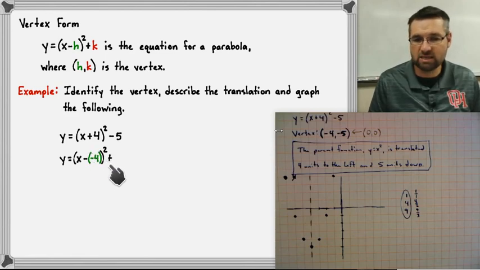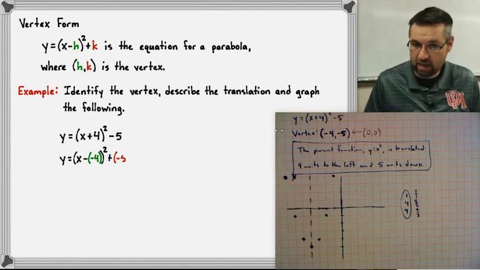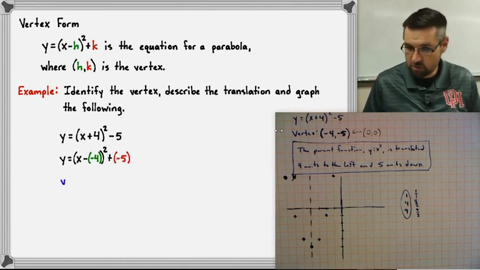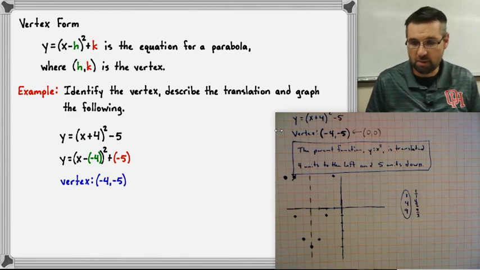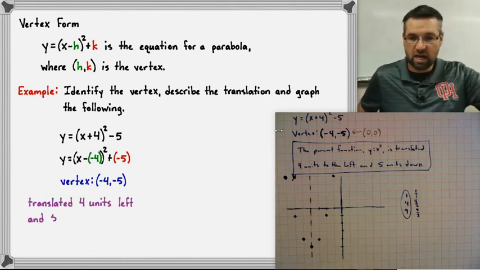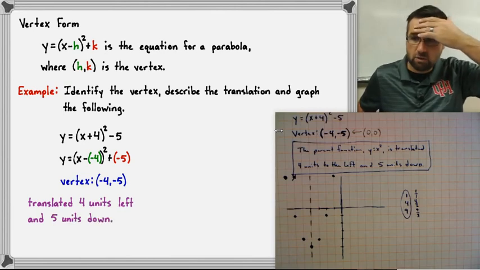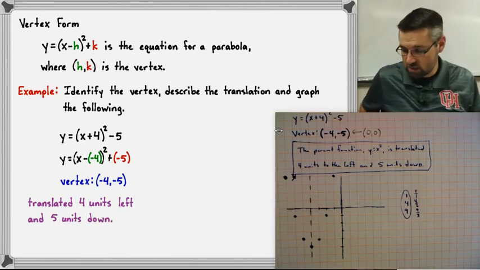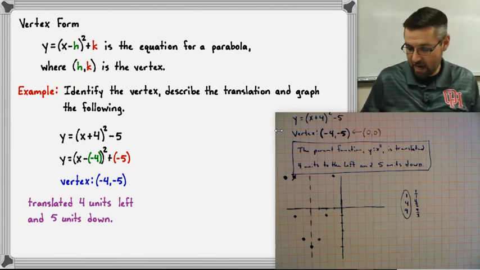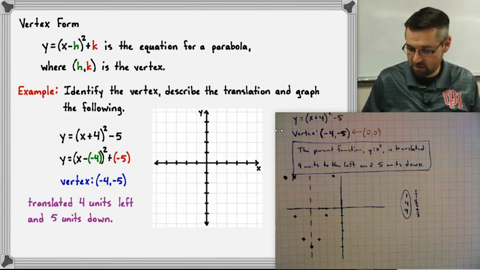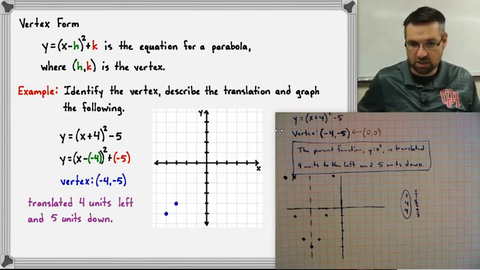In this case, this says a plus. Well, what do I have to add to make it say minus 5? I have to add a negative 5. And so you can see your vertex is negative 4, comma, negative 5. And again, the description, we would say that the parent function, y equals x squared, is translated 4 units left and 5 units down.